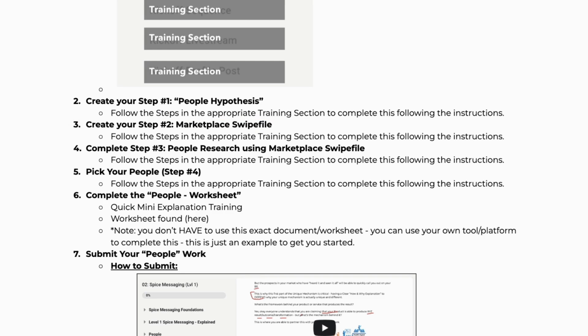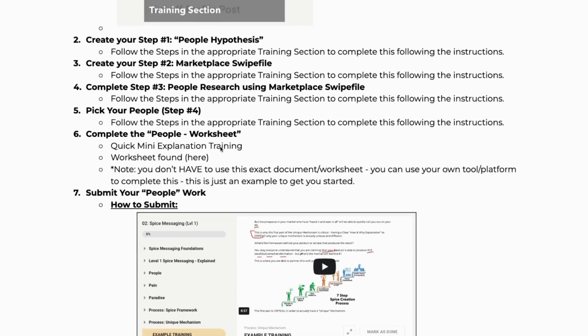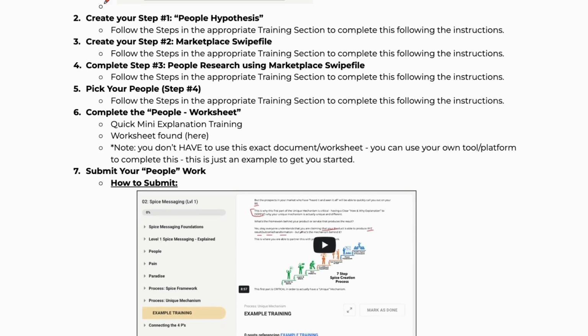Action step number 4 is to complete your people research using the marketplace swipe file. So you're going to use whatever you create here over here, and make sure you use all of the prompts, as well as think outside the box for your own questions and prompts that are located inside of that specific training. Action step number 5 is that you're going to pick your people, or you might end up having to repeat the other steps in order to do that.